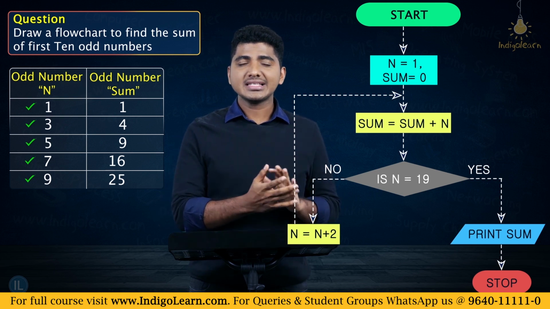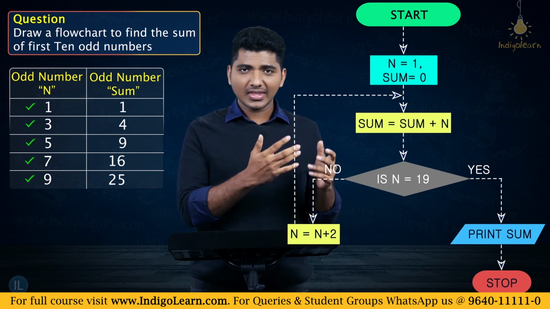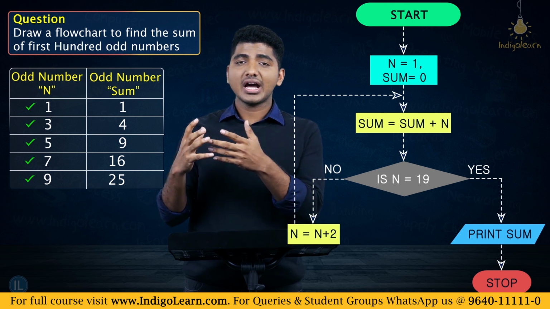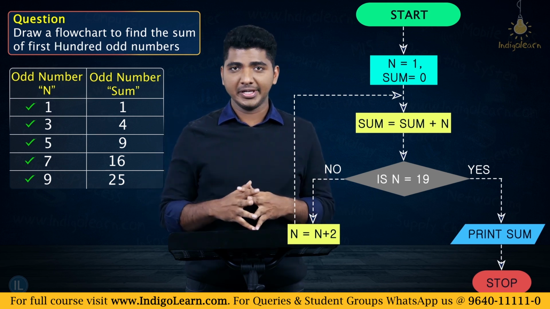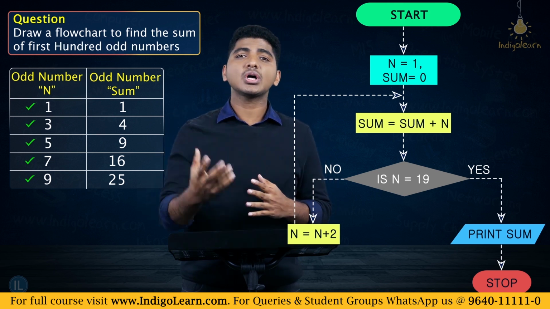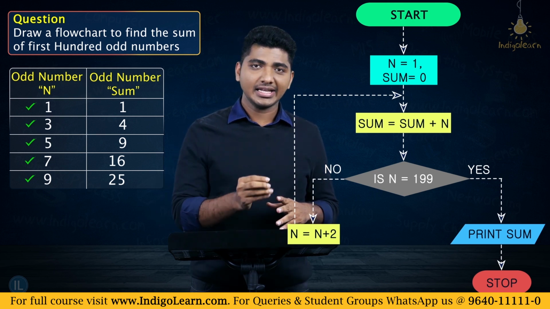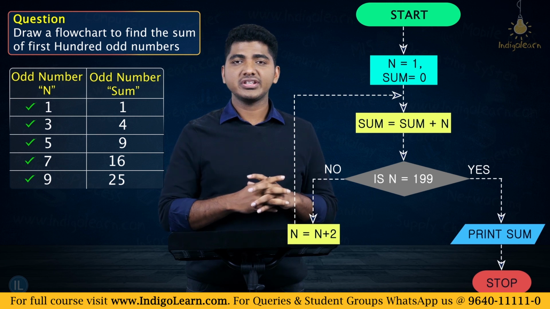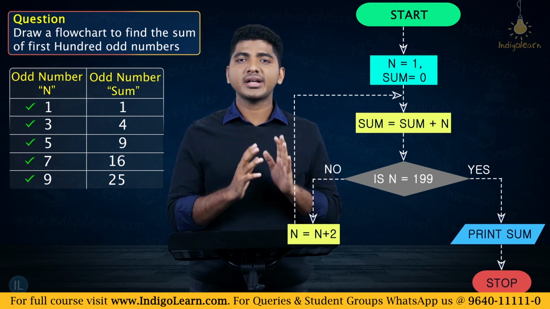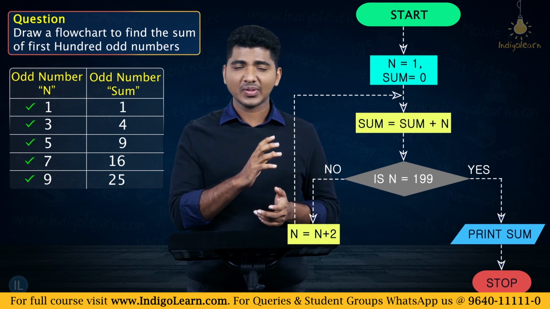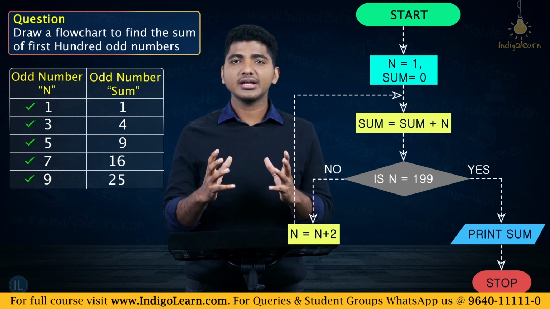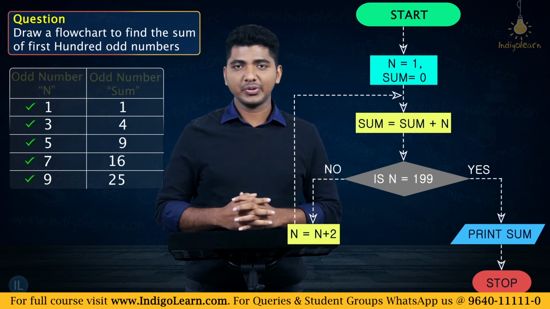So instead of asking is n is 9, if they ask in examination hall, find the sum of first 100 odd numbers, what is the 100th odd number? Now you need to think, the 100th odd number is 199. So what is your decision? Decision is n is equal to 199. Answer is yes, then your loop should stop. So this is how you should think when they give you mathematical computation.